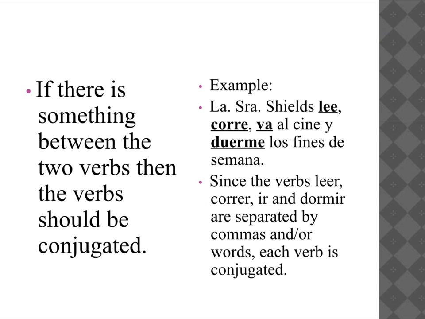However, remember that if you have two verbs in a sentence, but they're not next to each other, there's things between them, maybe even something as little as a comma, then both of those verbs or the series of verbs should be conjugated. So, for example, if I say, Mrs. Shields is reading, running, going to the movies, and sleeping on weekends, right? These series of activities that I'm doing, these verbs have things separating them, like little commas, okay, or other words. When that's the case, okay, then all of the verbs do need to be conjugated. Otherwise, it's not going to mean what you want it to mean.